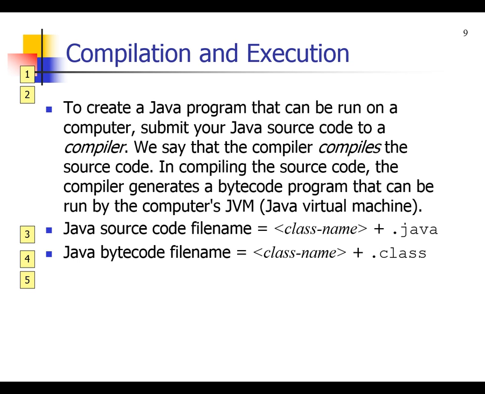To create a Java program that can be run on a computer, Java has to compile it. When we say compile it, we're taking the source code and making it into bytecode or machine code. That machine code then takes that bytecode and puts it down to binary so the machine can read it. Make sense?